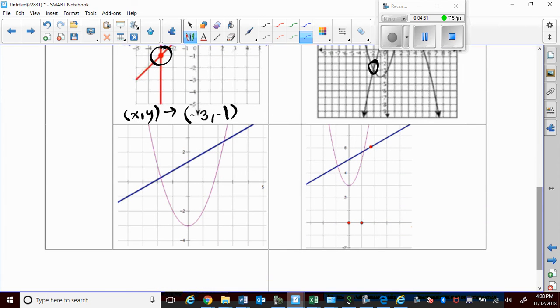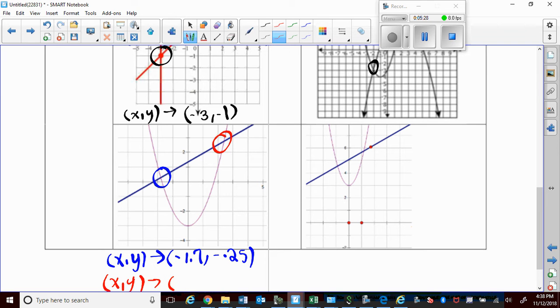Now, down here, a little bit harder to read, but x, comma, y maps onto negative 1.7, it looks like, comma, negative 0.25. Now, the second intersection here looks like positive 2.5, comma, 2.5. So x, comma, y maps onto 2.5, comma, 2.5.